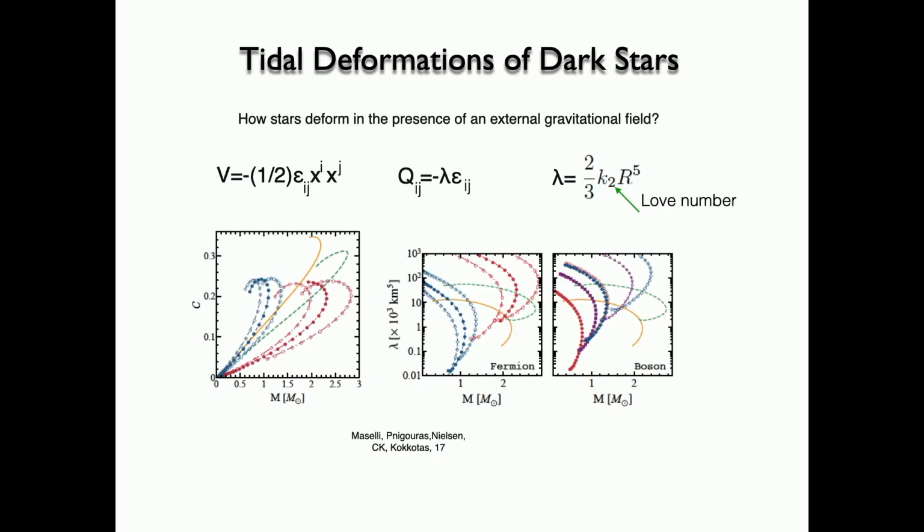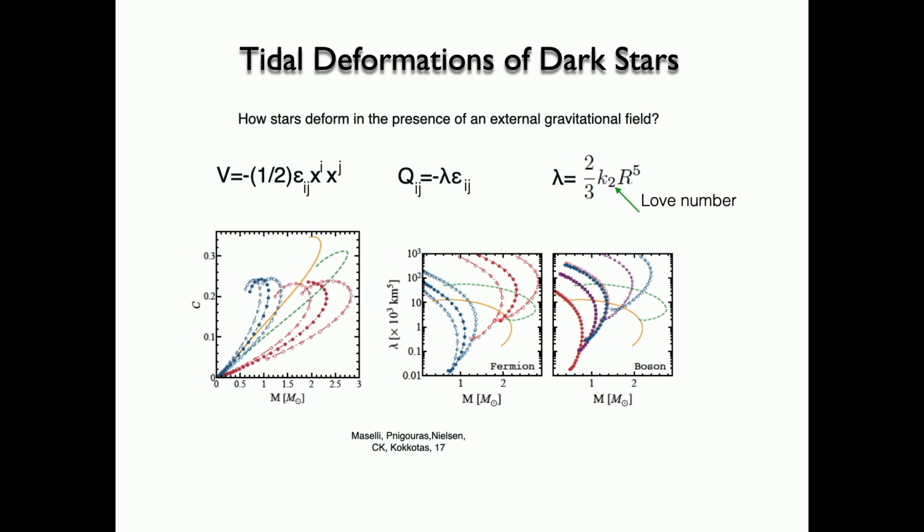Now, on top of that, one can actually study the deformation of this dark star. One can calculate the so-called Love numbers. What is this? You just take a star, you put it in a quadrupole gravitational field, and you see how much you can deform it. You put the gravitational field here, and you see how the quadrupole moment of this object changes. This lambda encodes the Love number, and these Love numbers we estimated also with Andrea Maselli, who was here at some point yesterday.